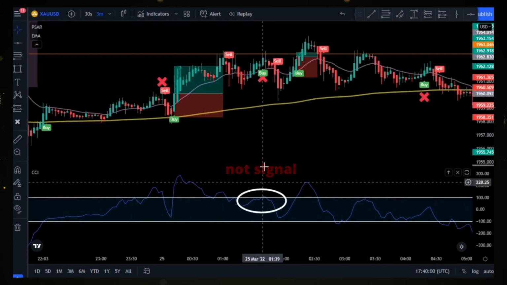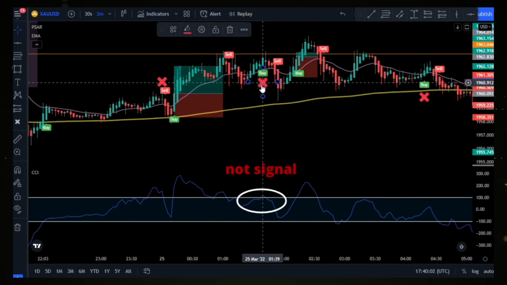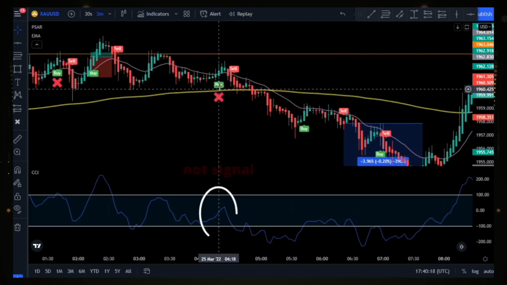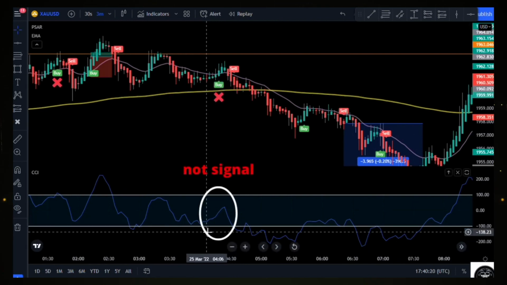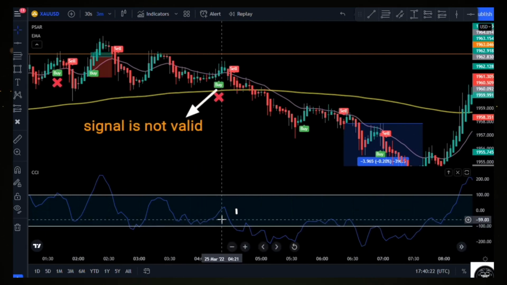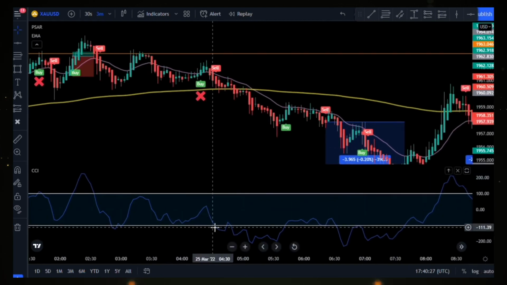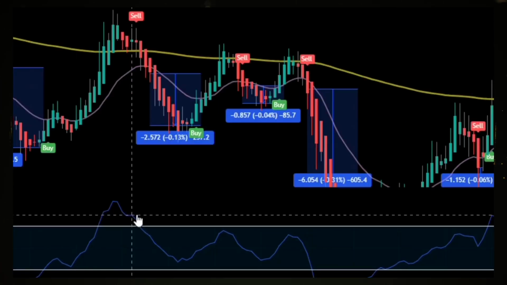If we enter the trade, we would lose money, but the CCI indicator does not corroborate the buy signal, making it invalid. Both indicators issued a purchase signal. However, the CCI did not validate it, hence the signal is invalid. You will not lose if you follow these strategic guidelines.